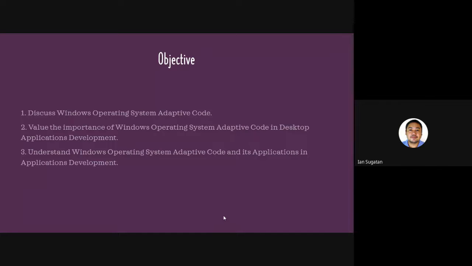So our objectives are as follows. Number one, discuss Windows operating system adaptive code. Number two, value the importance of Windows operating system adaptive code in desktop applications development. And number three, understand Windows operating system adaptive code and its applications in applications development.